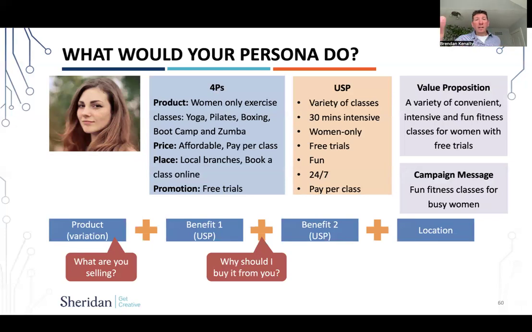These are some of the things you can use to figure out what the search phrase is, and then what the content should be on your website. So we've got our 4 Ps. We know Julia is looking for flexible exercise classes near her home. What do we have? We have women-only exercise and all these different classes. We're affordable. We have pay-per-class, which she might like. We have local branches, which is important because she's looking for something near her home. We have a free trial, something you might want to tease to her.